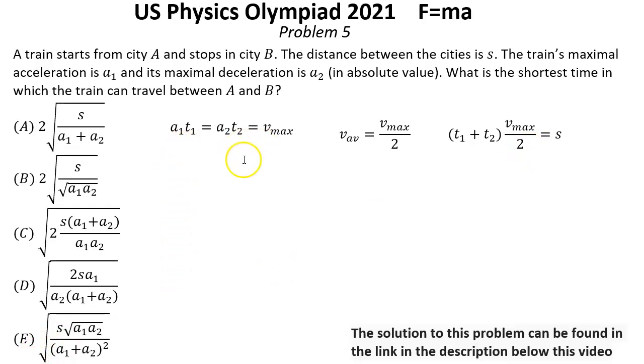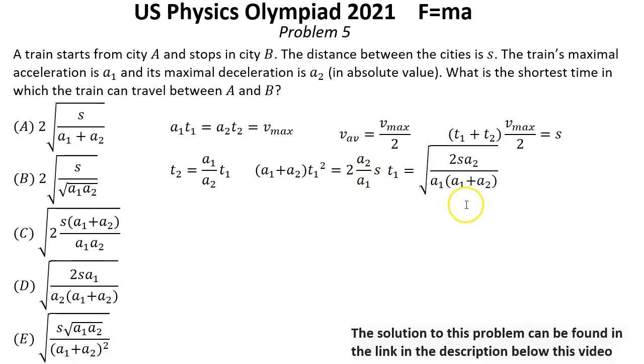From the first equation we can express v maximum through a1 and t1 and put it into the third equation, and also from the first equation we can express t2. That will be a1 over a2 multiplied by t1, and insert it into the third equation. So we will get the equation a1 plus a2 multiplied by t1 square equal to a2 over a1 multiplied by s, and from here we can find what is time t1.